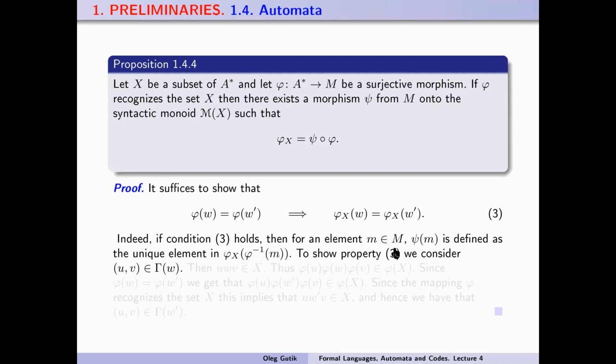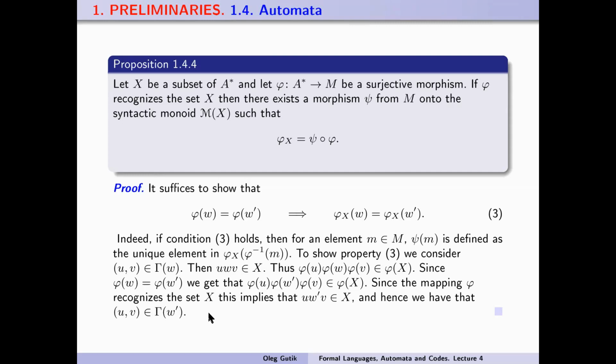To show this property, we consider the ordered pair U and V from gamma of W. Then we have that UWV belongs to X. Therefore, we get that phi of U, phi of W, phi of V belongs to phi of X. Since phi of W is equal to phi of W prime, we get that phi of U, phi of W prime, phi of V belongs to phi of X. Since the mapping phi recognizes the set X, this implies that UW prime V belongs to X, and hence we have that UV belongs to gamma of W prime. This completes the proof of proposition 1.4.4.